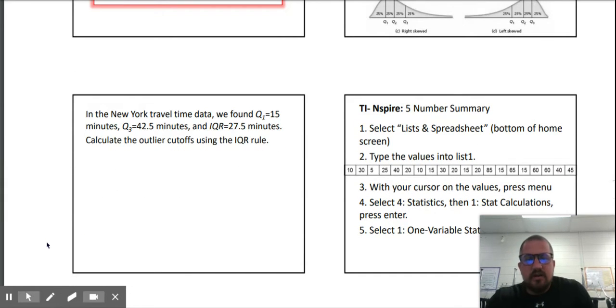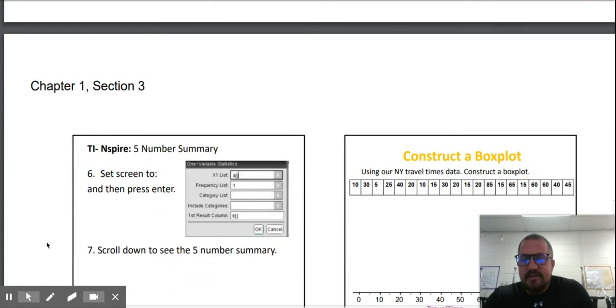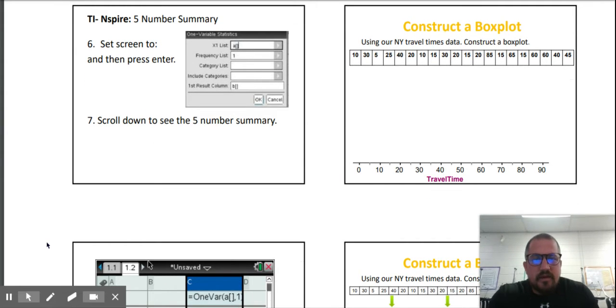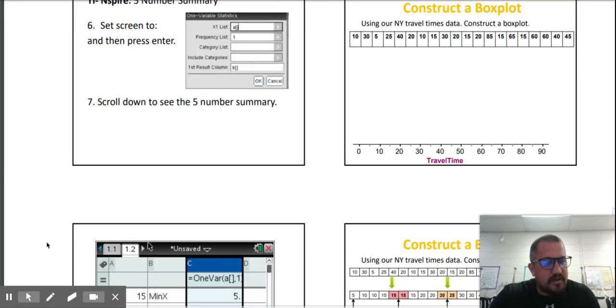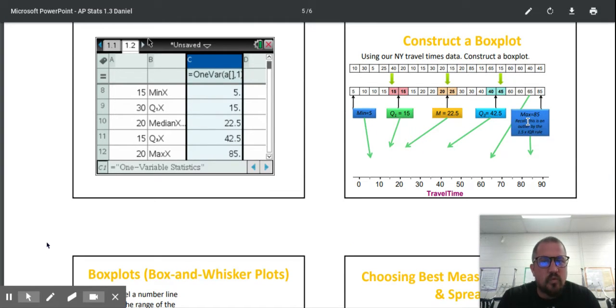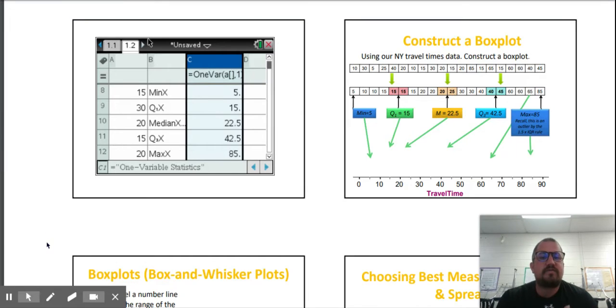So we can calculate the outlier cutoffs. We already did that, but I'm going to skip past the TI Inspire and go to ours. So when we do this for the New York travel times, I see a minimum of 5. My Q1 is 15. My median is 22.5. My Q3 is 42.5. And my maximum is 85. And you see that posted right here in this right slide. Now, remember, all of these are going to be dots for the 5-number summary to make the box plot. The only exception is 85 is an outlier. So we will put an asterisk or a star there for 85.